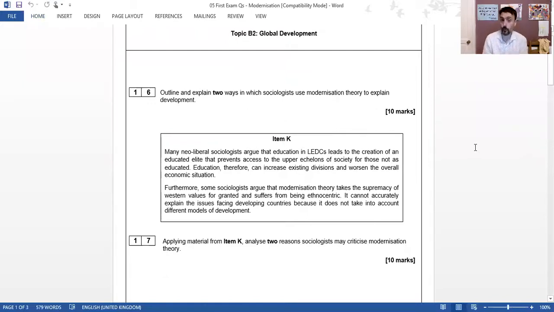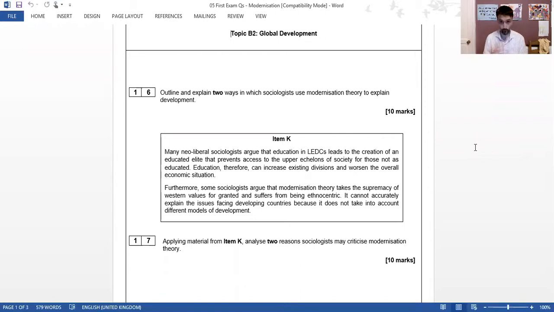They are both worth 10 marks. The old 2-2-6 structure is gone. So the first 10 marks are now all one question. Now, if you notice from the question you have here, it simply asks you to outline and explain two ways in which sociologists use modernization theory to explain development. In other words, it's exactly the same as the 10 markers that you're used to. It's the second 10 marks that would have been in the families and households section.